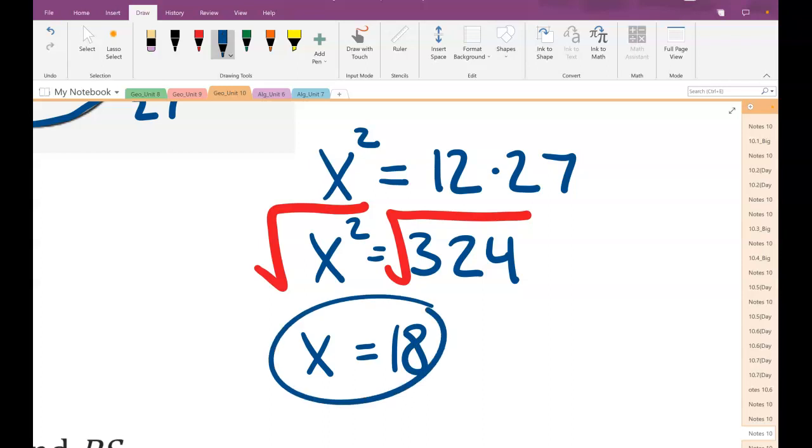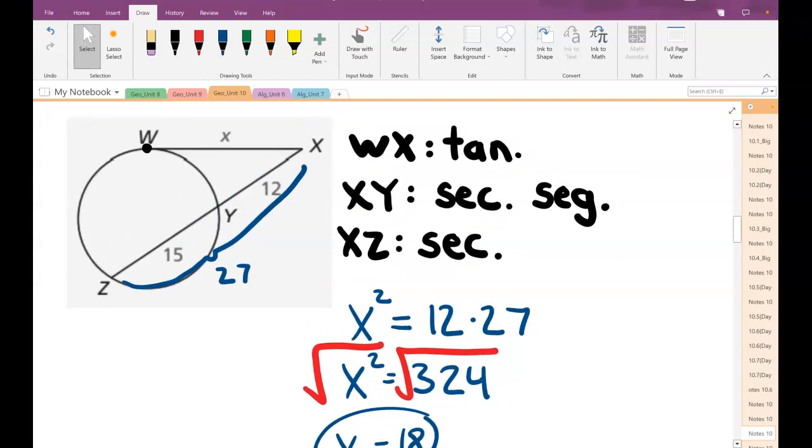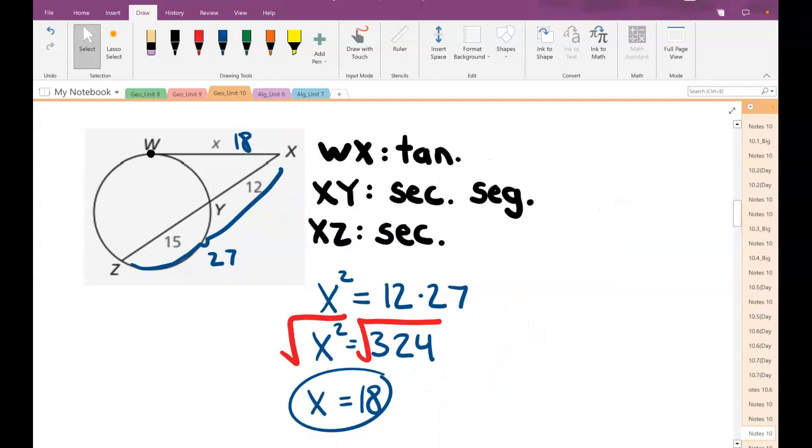So that is the length of our tangent, 18. WX is equal to 18. So this is a good basic level problem where all we have to do at the end is just take a square root. The next problem is going to be a lot more involved because we're going to end up putting in a quadratic and then having to use the quadratic formula. But we'll talk about that when we get there.